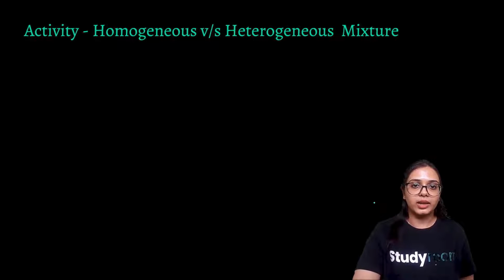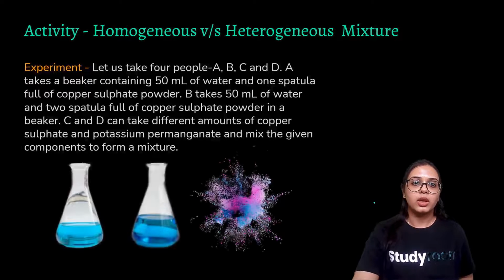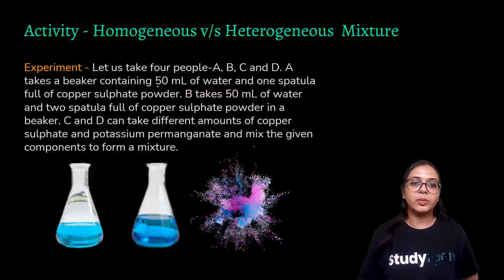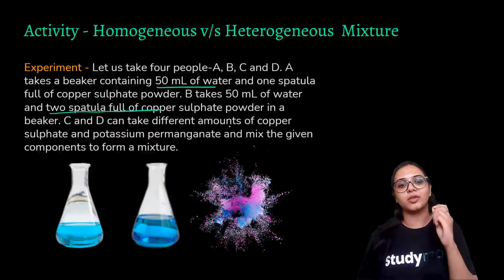Let's have an activity to demonstrate the difference between a homogeneous and a heterogeneous mixture. Now let us take four people, A, B, C and D. A takes a beaker containing 50 milliliter of water and one spatula full of copper sulfate powder. B takes 50 milliliter of water and two spatula full of copper sulfate powder in a beaker. And C and D can take different amounts of copper sulfate and potassium permanganate and mix the given components to form a mixture.